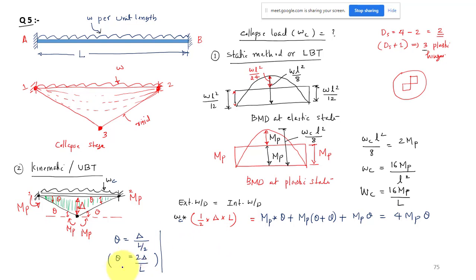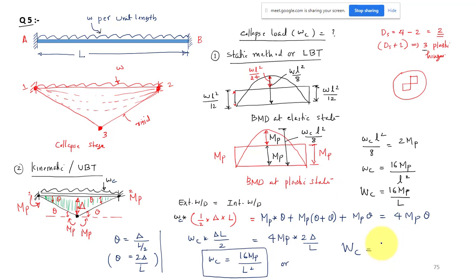You can substitute theta equal to 2 delta by L. So it will become 4 times MP, theta is 2 delta by L. Your external work done is Wc delta L by 2. So your collapse load Wc is 4 into 2 is 8, 8 into 2 is 16 MP by L square, in terms of kilonewton per meter. This is the collapse load. Or you can write in terms of kilonewton, that is capital Wc, which is 16 MP by L.